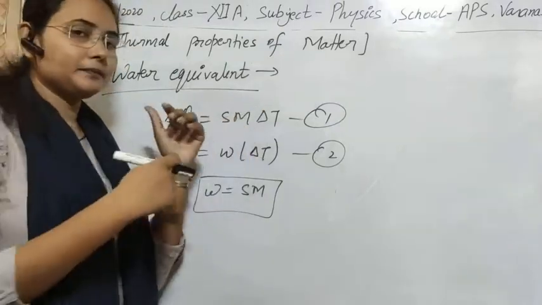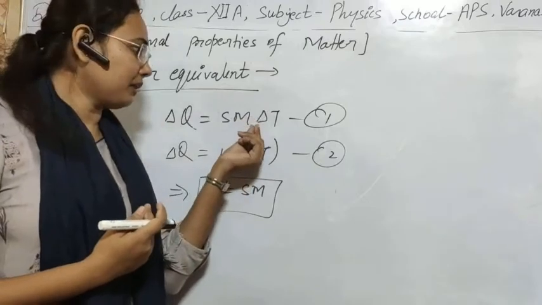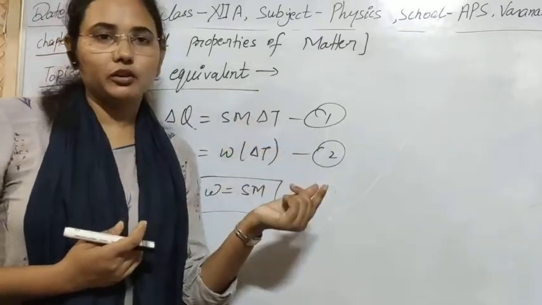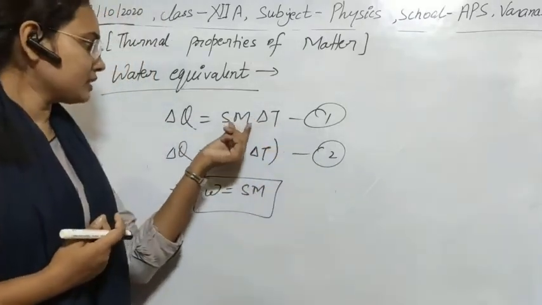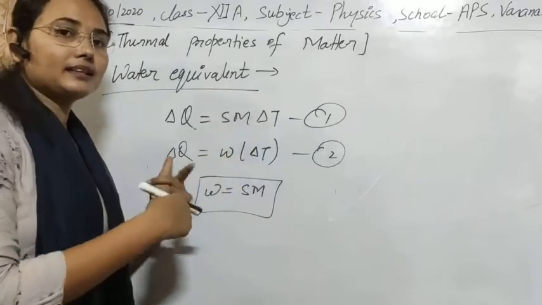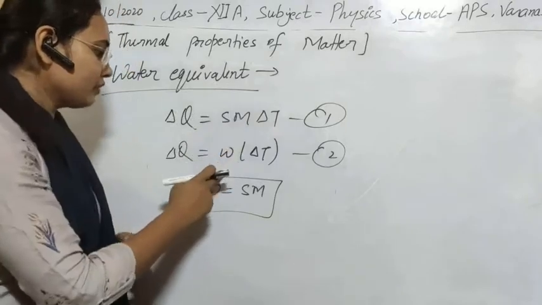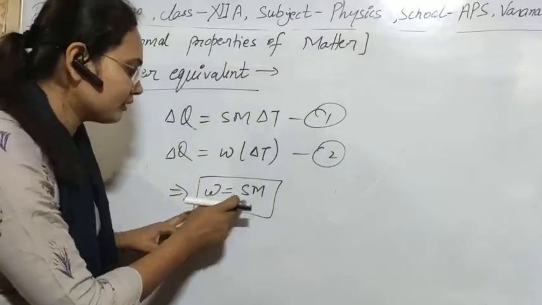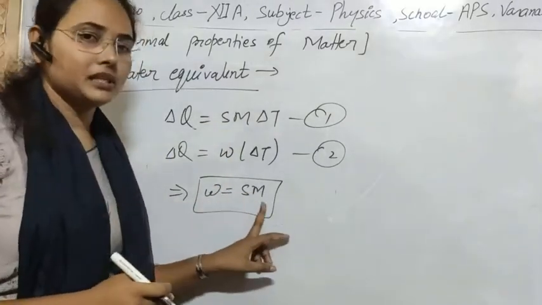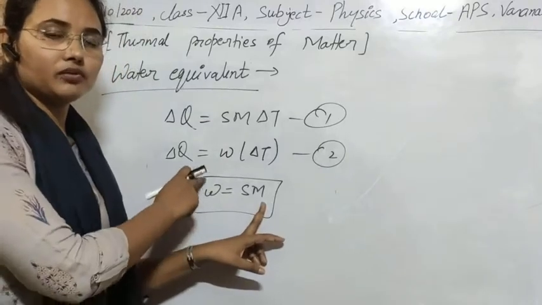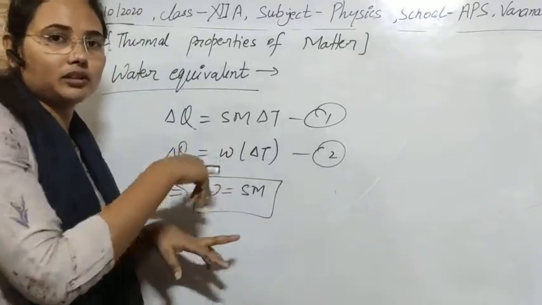heat obtained by changing delta T temperature of any body. So this is also connected with the help of specific heat or heat capacity. So we can write that the water equivalent will be equal to S into M. This is the connection between water and the other bodies.